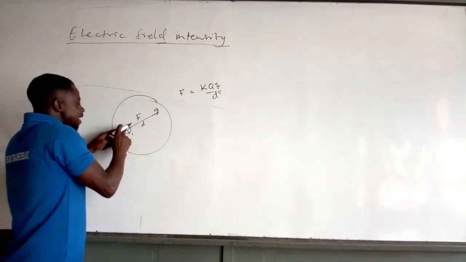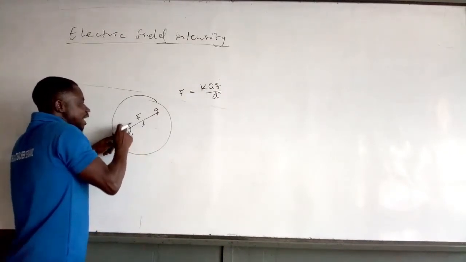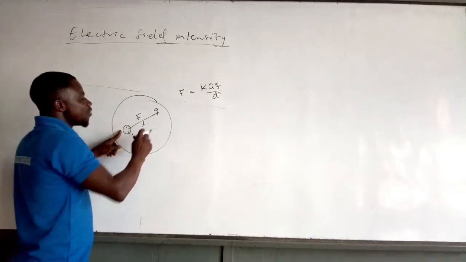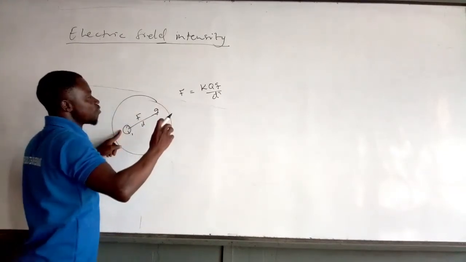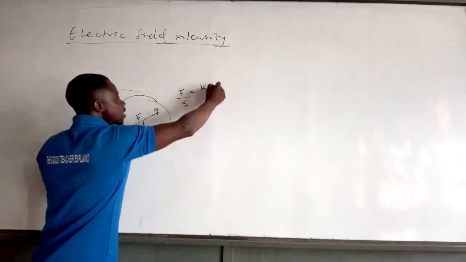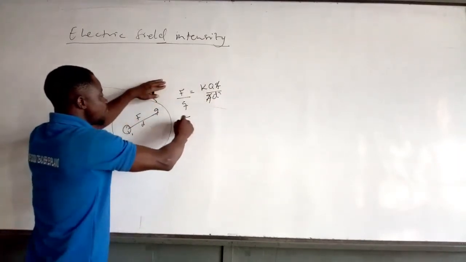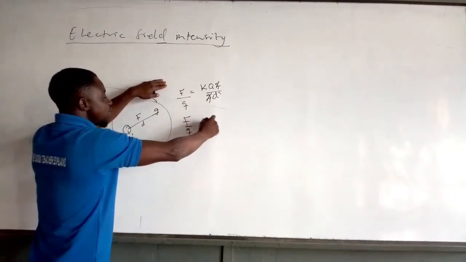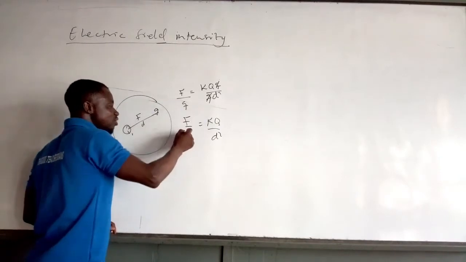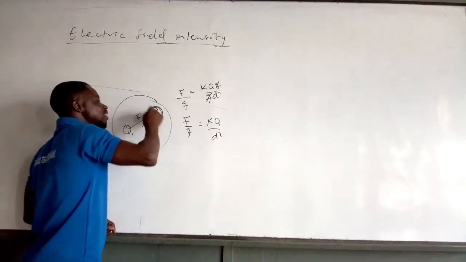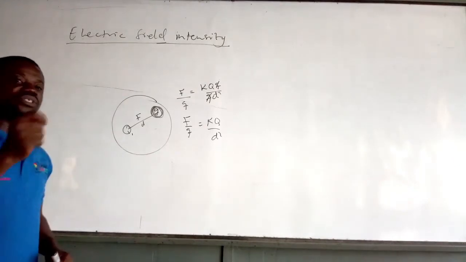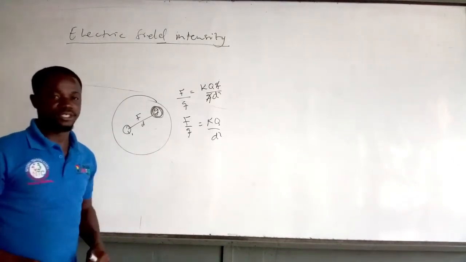We are looking at the field intensity due to this charge on this, at this point. So what we do is that we have to take away the effect of this charge from the system. So we divide through by q, so that this q will cancel this q. And that will give me F over q is equal to K Q over D squared. The force per unit charge placed at that point in the electric field is what we refer to as the electric field intensity at a point.